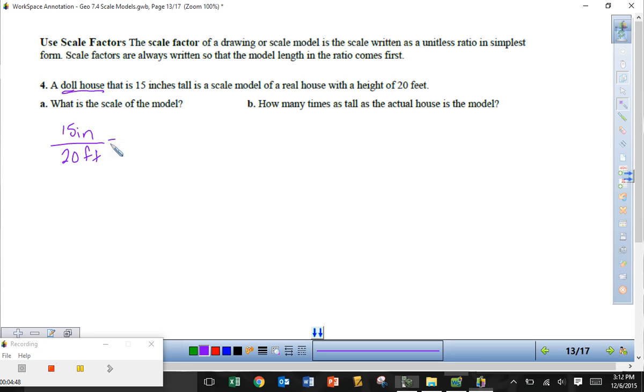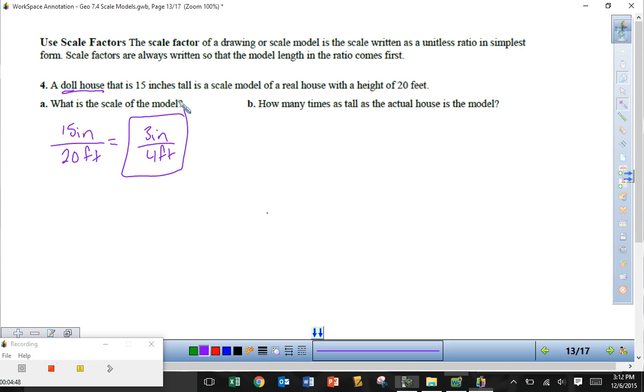have to reduce that. Okay, unitless not meaning we drop off the unit, but unitless meaning they don't have to match up. Okay, so in this case, 15 and 20 both share a factor of 5, so when we take that out, we've got 3 inches on the top and 4 feet on the bottom. That is our scale for our model. 3 inches would represent 4 feet.